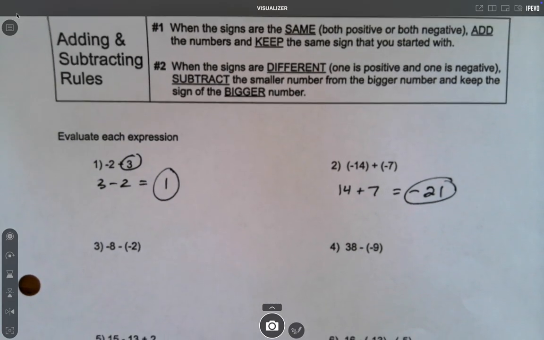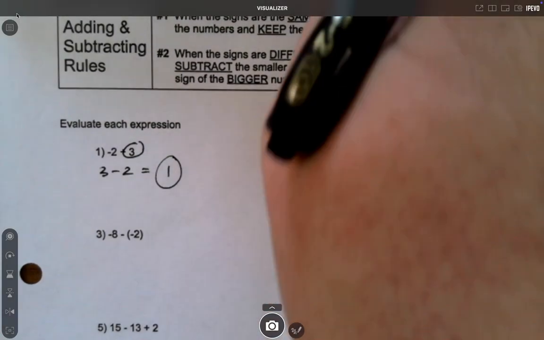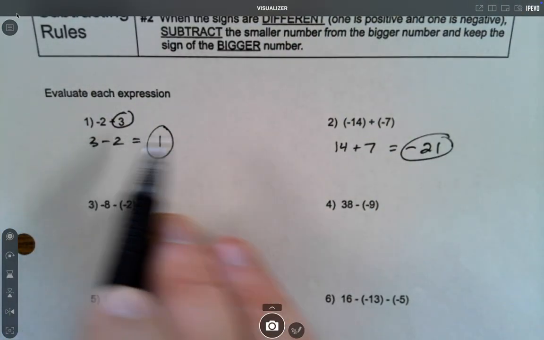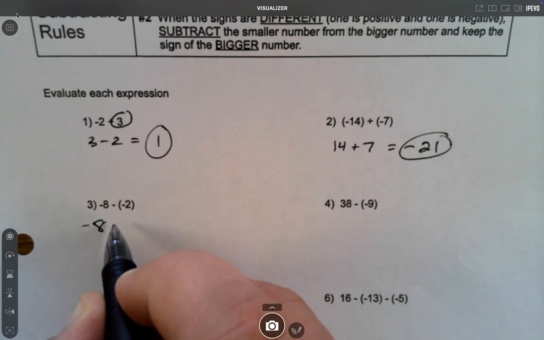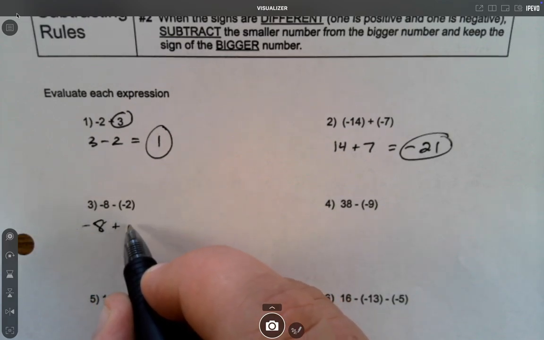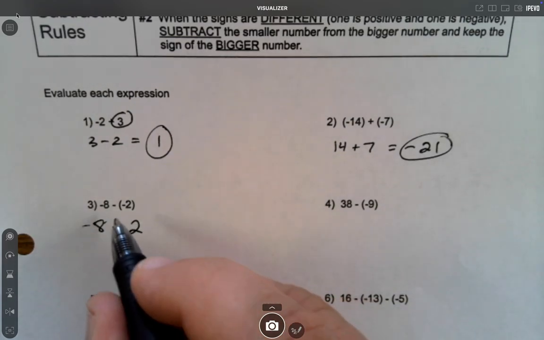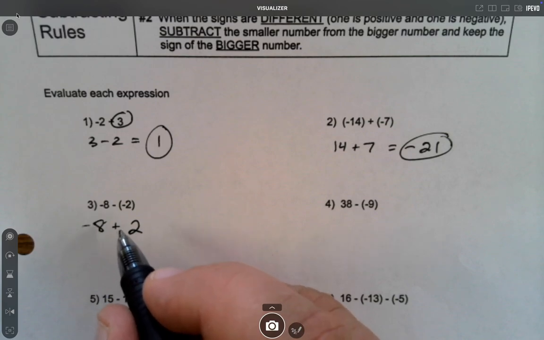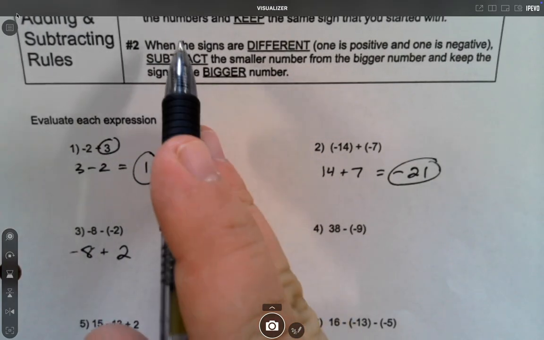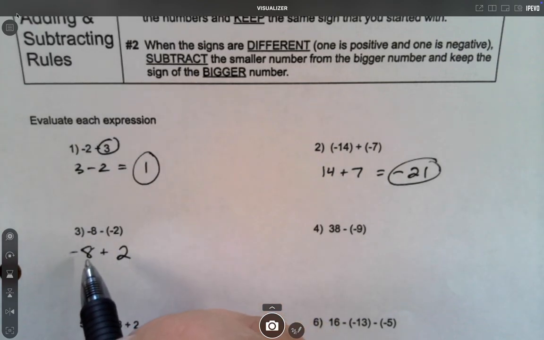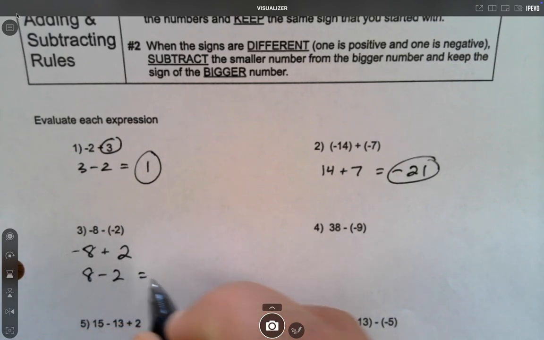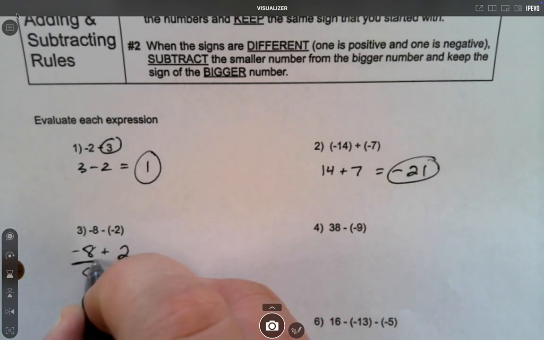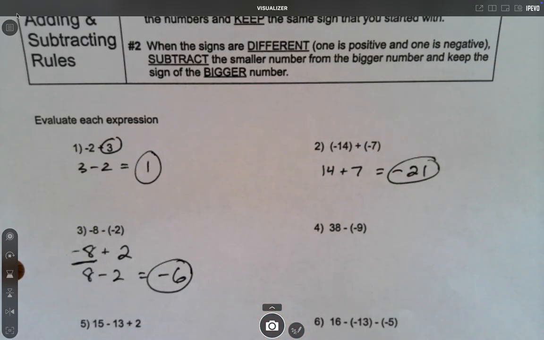Now, with subtraction, you need to remember the keep, change, change rule. The first two we were adding numbers together. This one we're subtracting. So I keep the -8 as it is, change the subtraction sign to addition, and change the -2 to a +2. So with subtraction, you start with keep, change, change, then you transition to these two rules up here. Since we have different signs, we use rule number 1, and we do the bigger number minus the smaller number, and we keep the sign of the bigger number, which is 8, so our answer is -6.